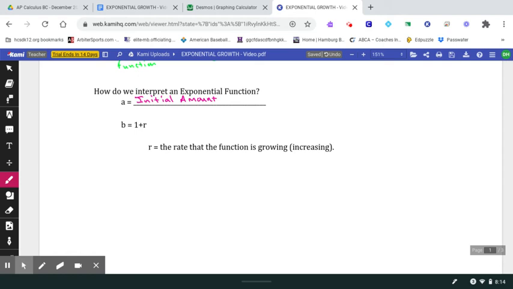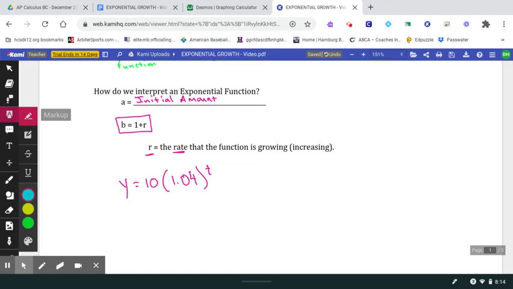Now, the b value is even more important. It is, by definition, equal to 1 plus r, okay? Where r is the rate that the function is growing or increasing. So let's look at a couple of examples we'll just make up here on the fly. If I had y equals 10 times 1.04 raised to the t, I'd say that I've got my initial amount of 10, and then we're actually growing at a rate of 4%.